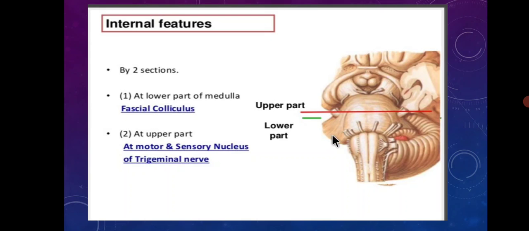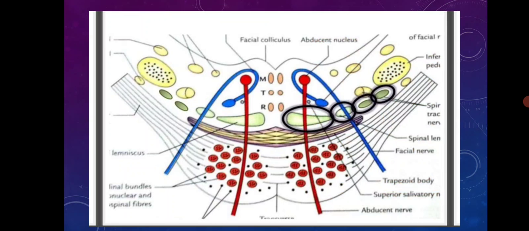First is the lower part of the pons, which includes the facial colliculus, and the upper part, which includes the motor and sensory nucleus of the trigeminal nerve. So this is the transverse section through the lower part of the pons.